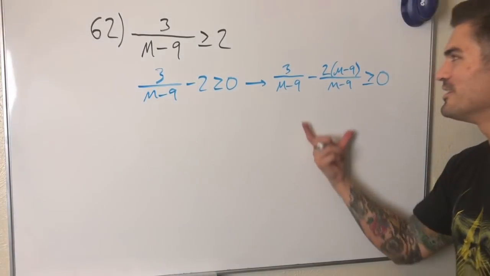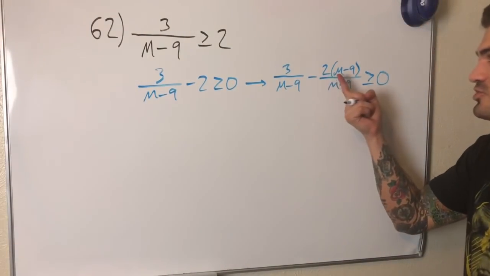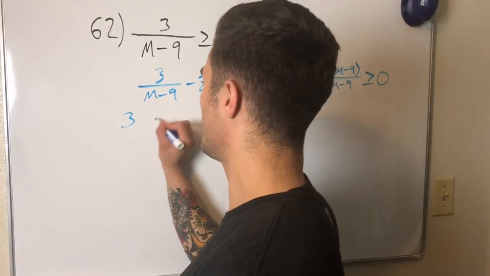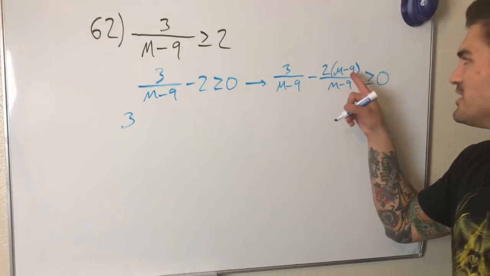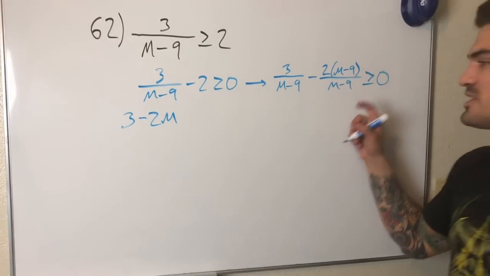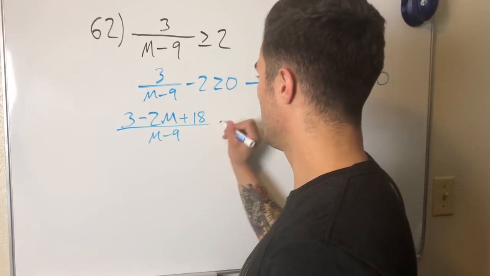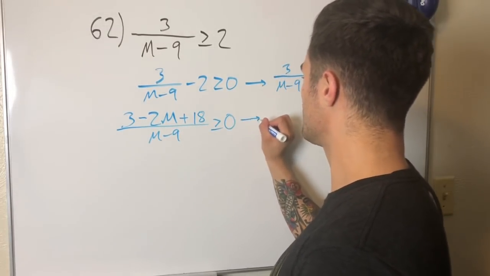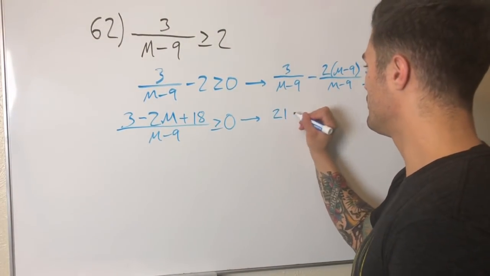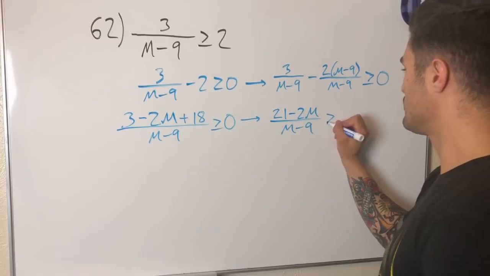Hopefully I can see all the way over here. All right, so my next step, again, I'm going to combine these because now I have a common denominator, and I'm actually going to distribute this negative 2 as well in one step. I think I can handle 2 steps at once. So if I combine these, I get 3 minus 2m, and this becomes plus 18 because I have minus 2 times negative 9. That's plus 18 all over m minus 9. And this is still greater than or equal to 0. So now I have one more arrow because I'm going to combine my like terms. So I have 21 minus 2m over m minus 9, and this is greater than or equal to 0.